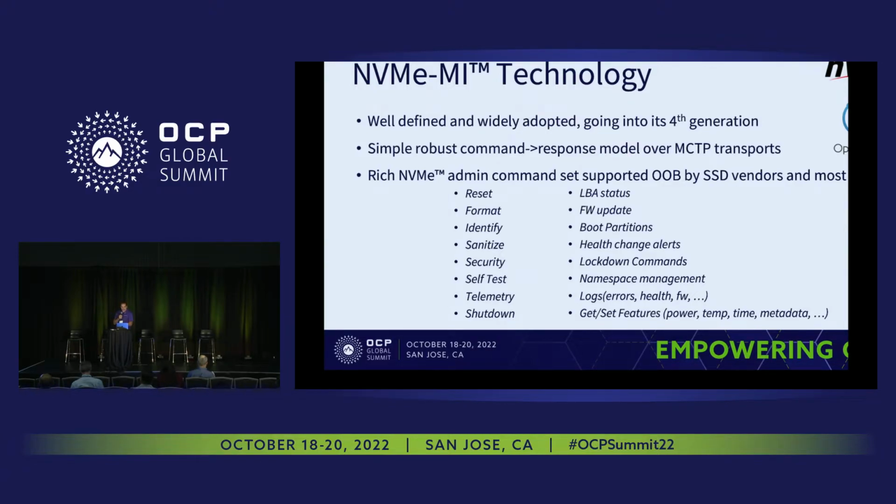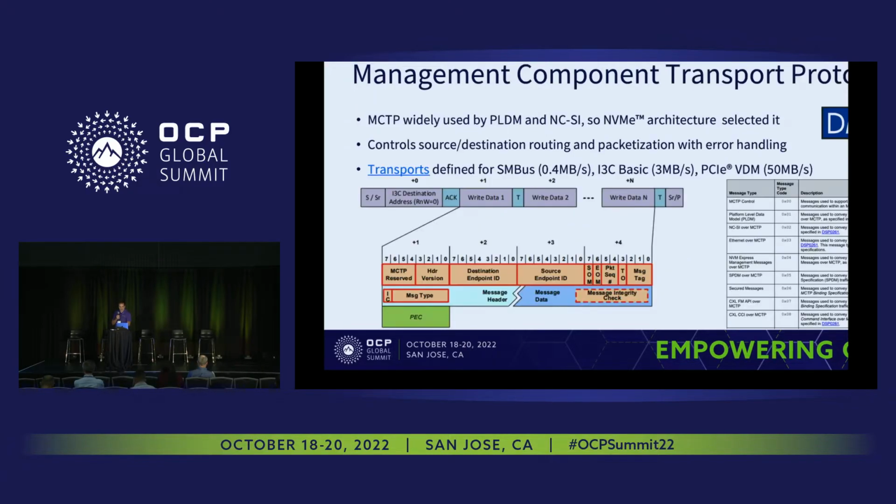I won't go into any of the specifics. You guys can ask me about that later if you're interested. But it's a simple command response model. You just send it a command that gives you back your results. And it uses the Management Component Transport Protocol, which is MCTP. MCTP is used by a whole bunch more. If you look in the bottom right corner, there's a bunch more things that use MCTP. We're not alone in that path. That's why we picked that one as the transport protocol to use.